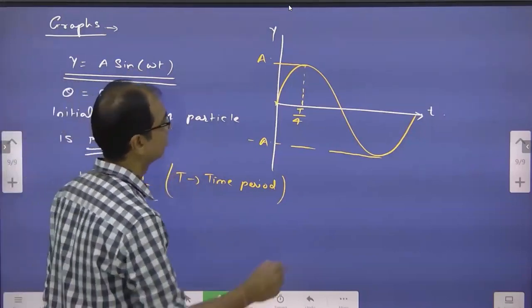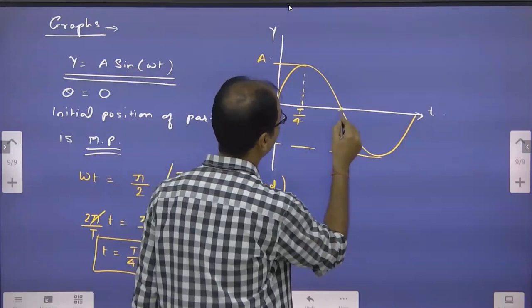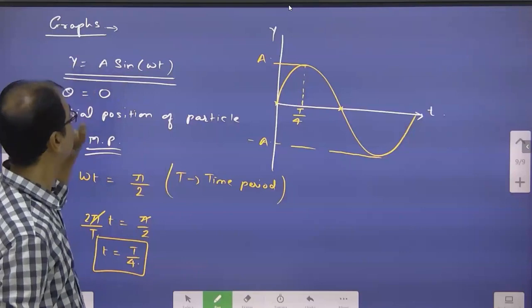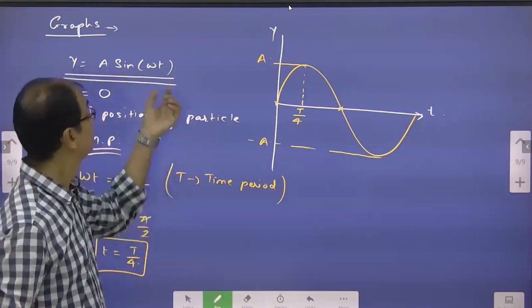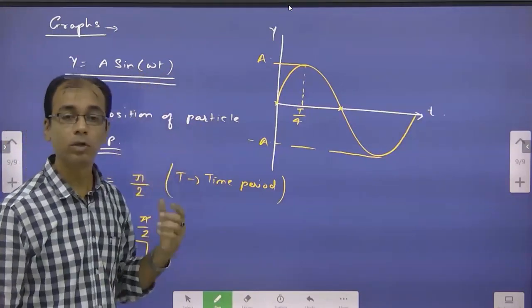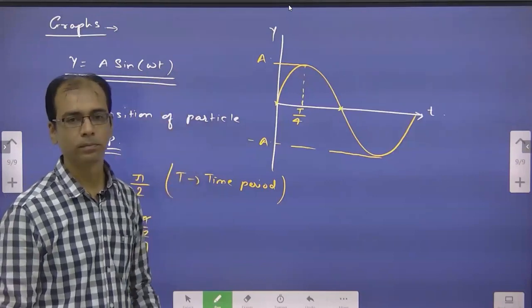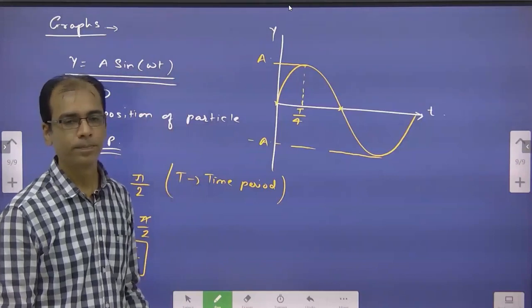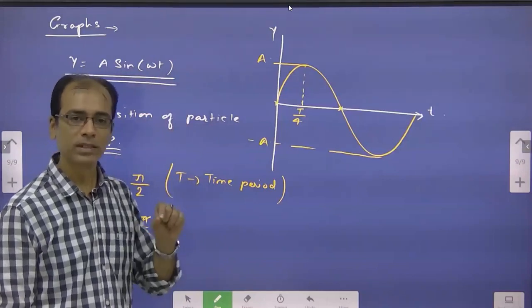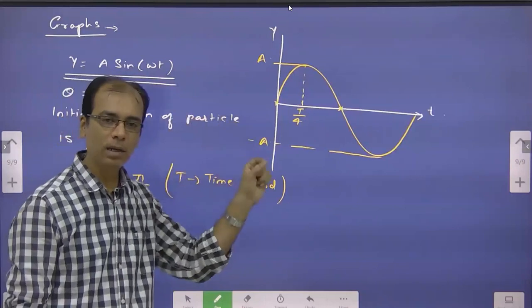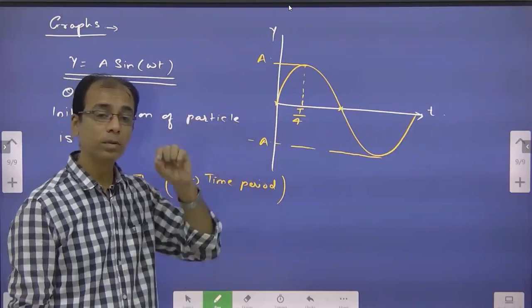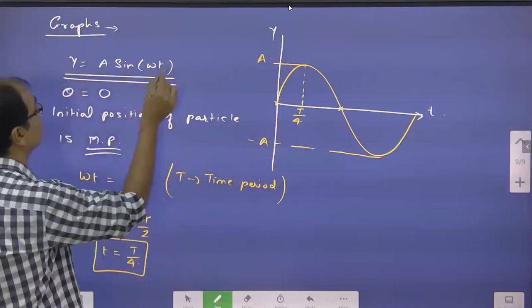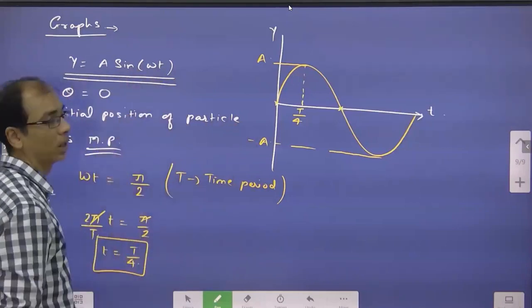See next one. This is again becoming 0. Who? Y. Again 0. But this value is not 0 this time, because you already have moved. You started from 0. How can you come back to 0? Now it will be again 0 when you have rotated by 180 degrees. So when you have traveled 180 degrees, this y will become 0 again.